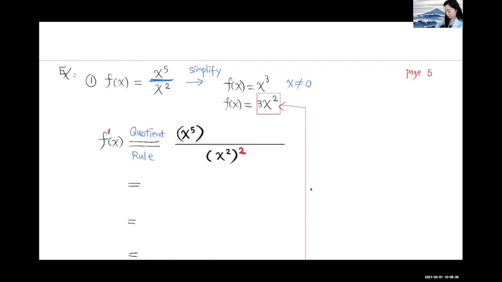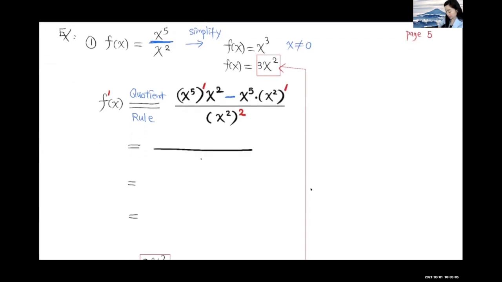The derivative of x to the 5th power times this function down here, x squared. And in between, it is subtraction. And then now, x to the 5th is just copy, times the derivative of the function in the denominator. Okay.